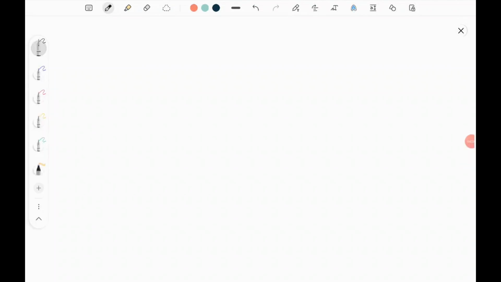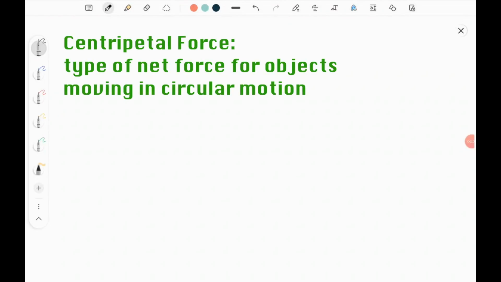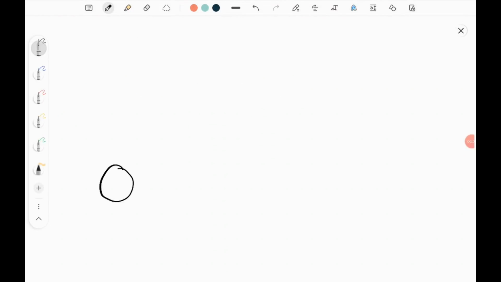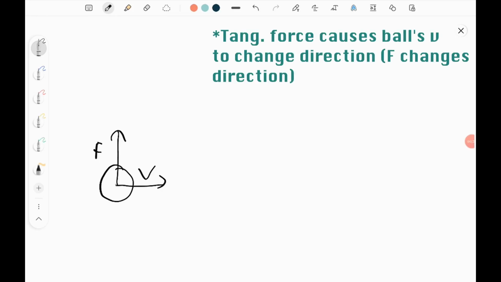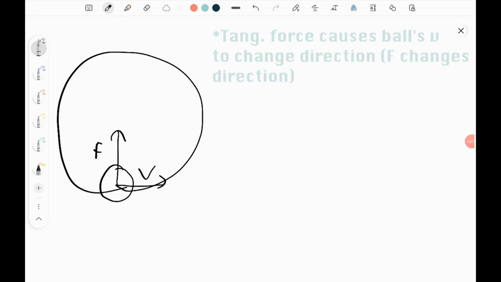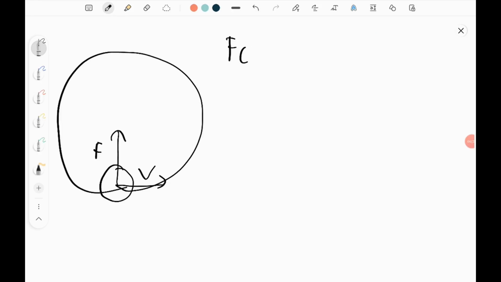Now before we jump in, recall that the centripetal force is a type of net force that acts when objects move in a circle. So if we have an object here moving with a tangential velocity v, and we have a net force acting at a 90-degree angle from the velocity, then the object will begin to move in a circle. And the centripetal force Fc is a type of net force, equal to the mass times the centripetal acceleration, and the centripetal acceleration is equal to the object's speed squared over r.